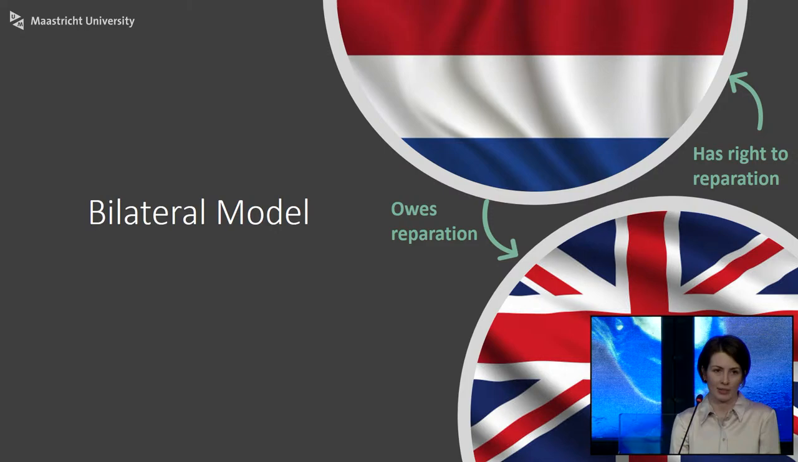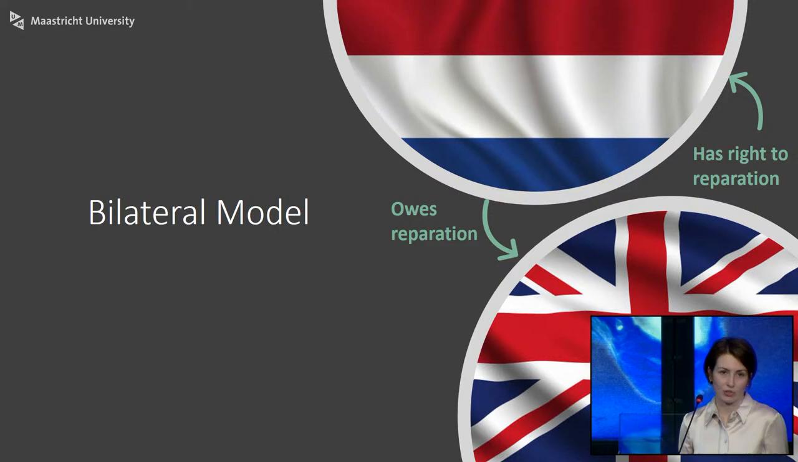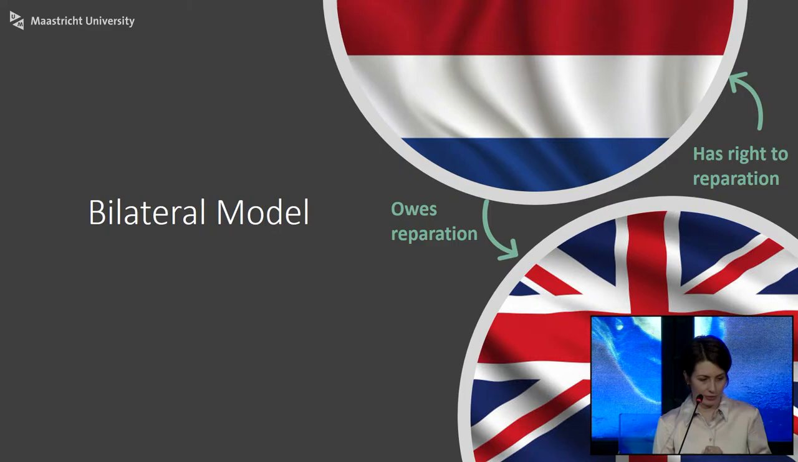And that's best illustrated by asking what happens if the UK were to waive its right, so to give up its right to invoke the Netherlands' responsibility or to claim reparation. Under the bilateral model, if it does this, then that's essentially the end of the story. The Netherlands' responsibility would remain uninvoked and would, for all intents and purposes, cease to exist as a result of that waiver. Now, this model works for some obligations, but what about the kinds of obligations in international law that just don't fit this model?